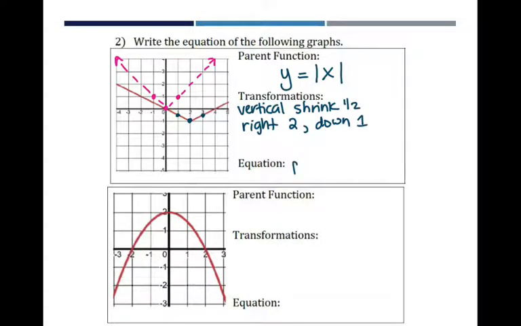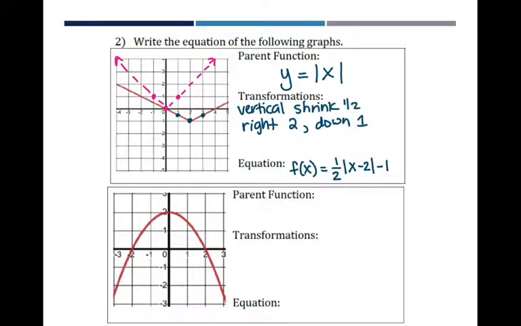So putting all of that together, I'm going to put my 1/2 in the front. That is my vertical shrink. Moving to the right 2 means I'm subtracting 2 inside my absolute value. And moving down 1 means I am subtracting 1 on the outside.